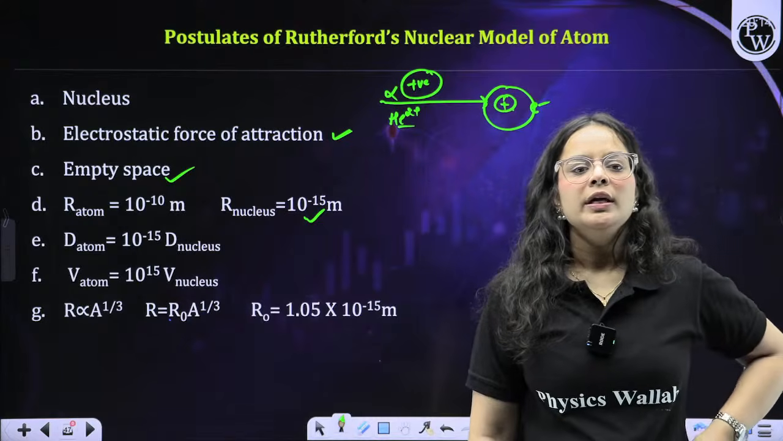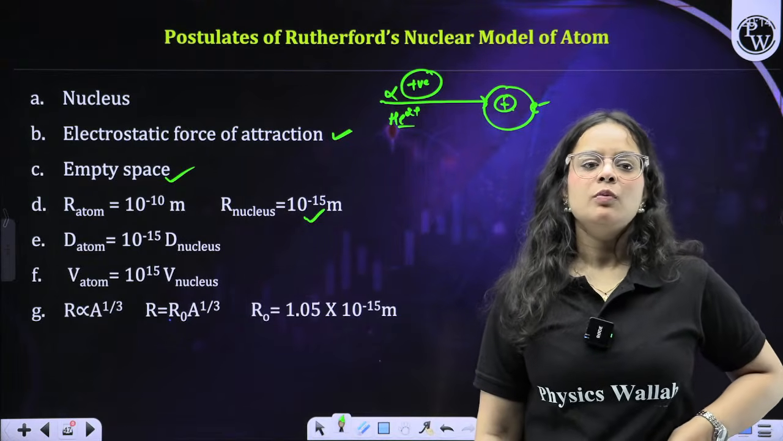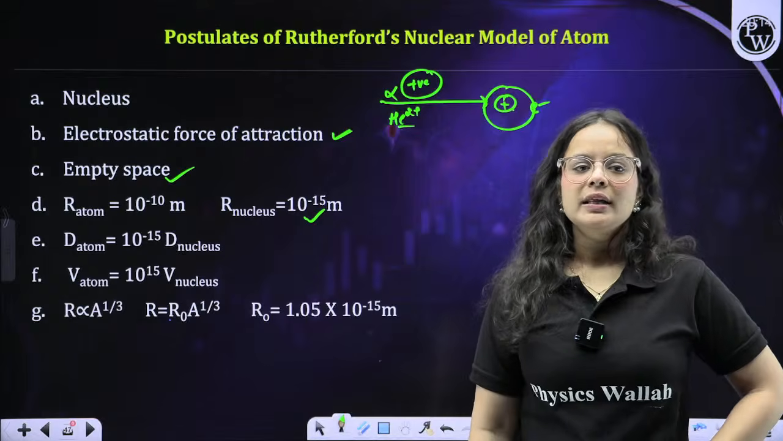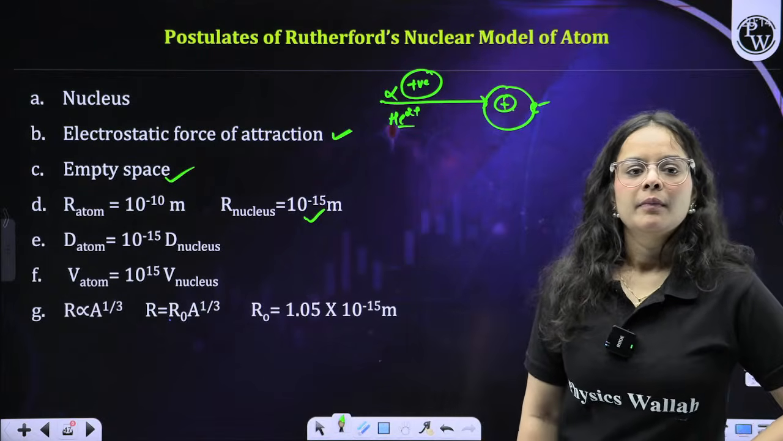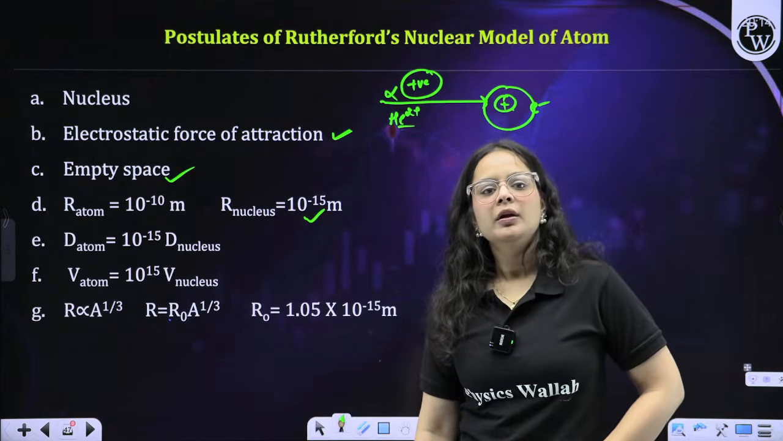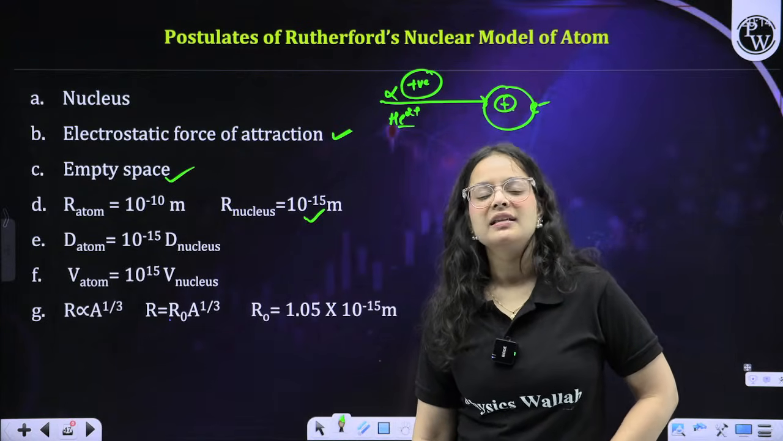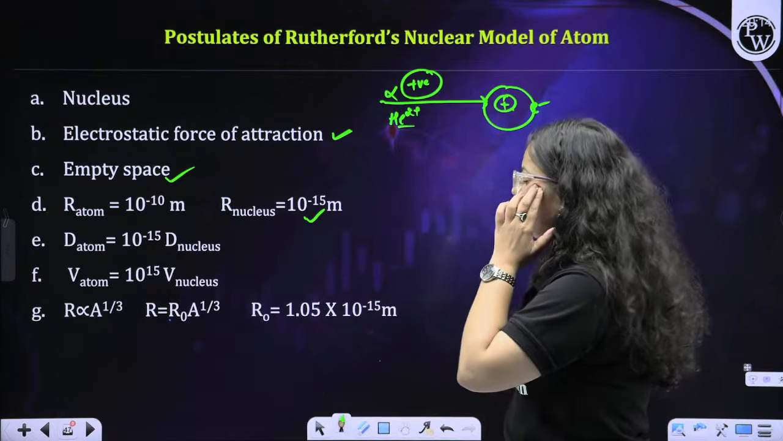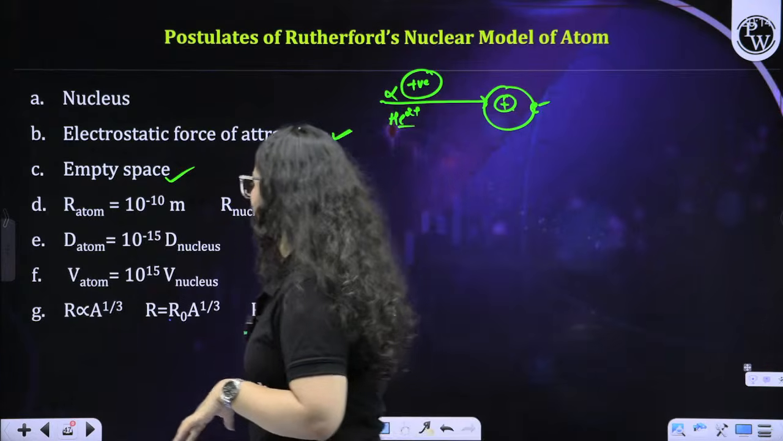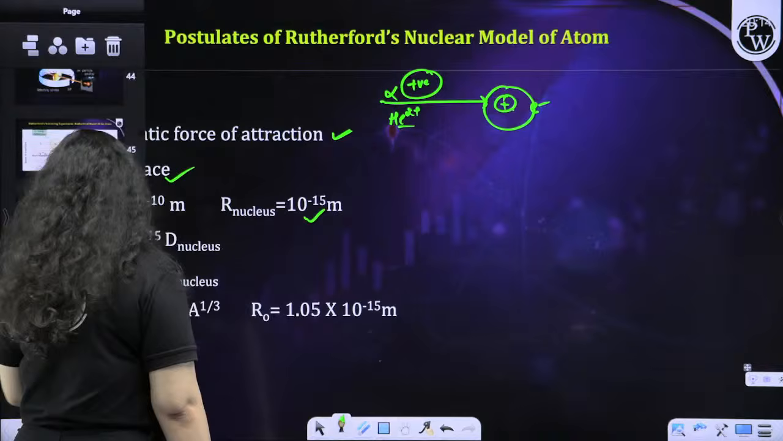Ma'am, in the nucleus proton and neutron are present, that is why it is positive. Yes, obviously, beta. In the nucleus, the proton, a positively charged subatomic particle, is present. That is why the nucleus overall carries a positive charge, right? Okay, fine. Then moving on to another concept.